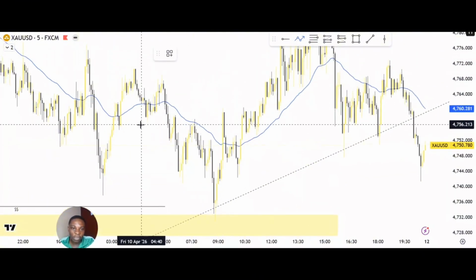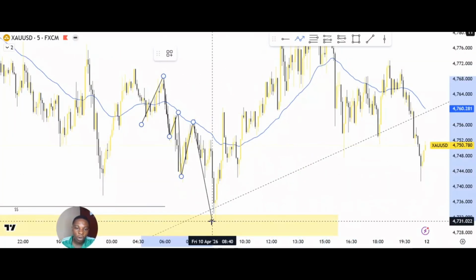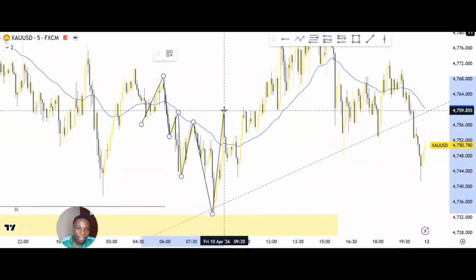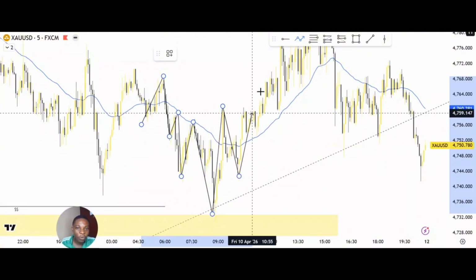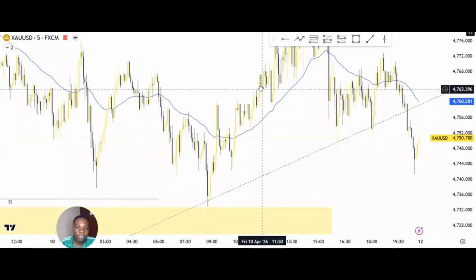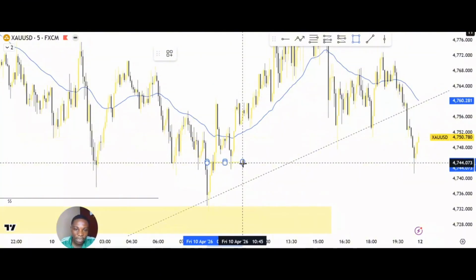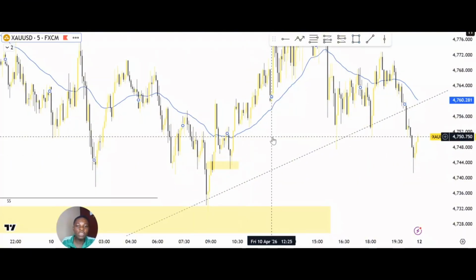So I knew that this is what price was doing. This is the downside. When price changed character and moved to the upside, it was to take out this high. As simple as that. Very, very simple. So we just mark that order block. That was what influenced the entry.